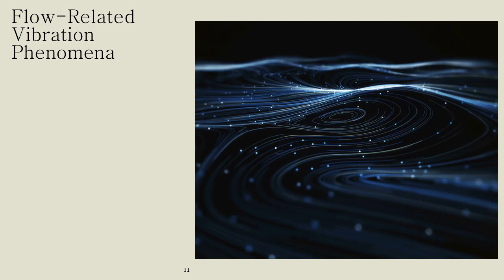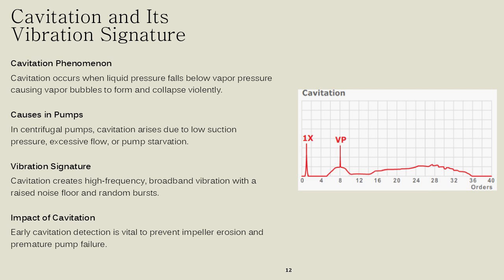Cavitation and its vibration signature, turbulence and flow restriction effects. Cavitation is a flow-related phenomenon that occurs when local pressure in a liquid drops below its vapor pressure, causing vapor bubbles to form and subsequently collapse violently as pressure recovers. In centrifugal pumps, cavitation is often associated with insufficient suction pressure, excessive flow demand, or pump starvation. From a vibration standpoint, cavitation produces a distinctive signature characterized by high frequency, broadband vibration often described as a raised noise floor or a hump in the spectrum, typically between 15 orders and 35 orders running speed.